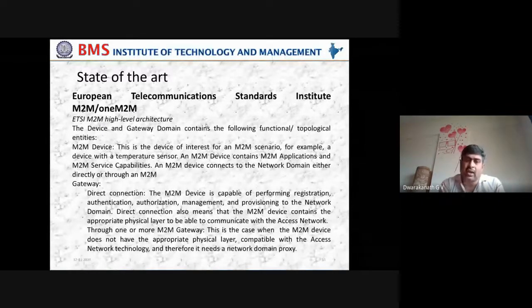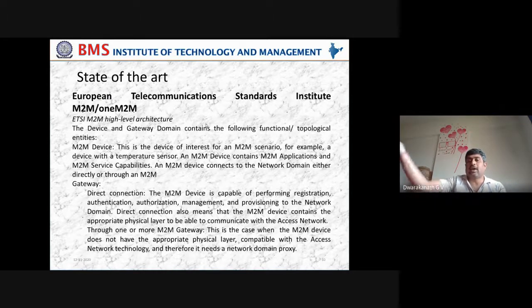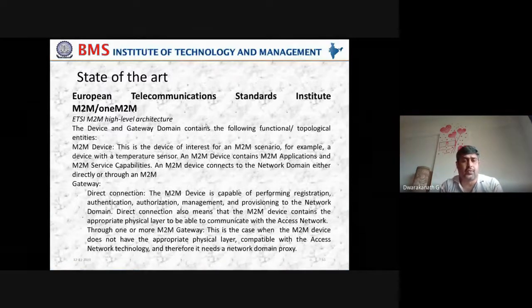So the direct connection also means that the M2M device contains the appropriate physical layer to be able to communicate with the access network. That is, up to the data link layer, it is already there in my device only, which means my Wi-Fi module only. I can connect directly to the internet or an access network.